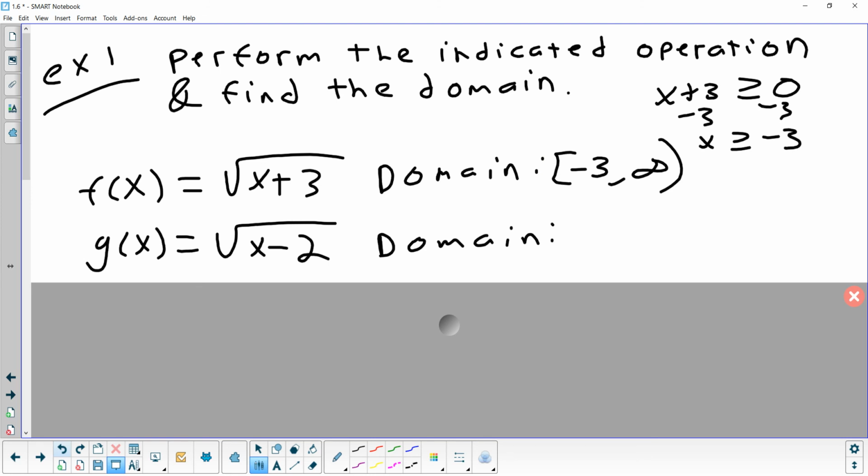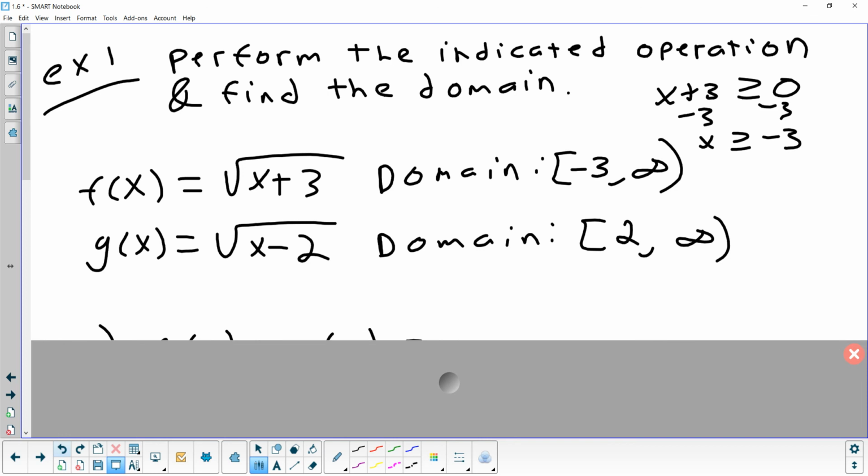How about the bottom one? Anybody tell me what my domain would be for g of x? Chris? It would be the bracket and 2 to infinity. Correct. In that one, you have to pick numbers that are 2 or higher. If you pick something lower than 2, like let's say you pick 1, 1 minus 2, that's a negative number. You can't take the square root of a negative number. Okay? So we can pick any number from 2 up to infinity.